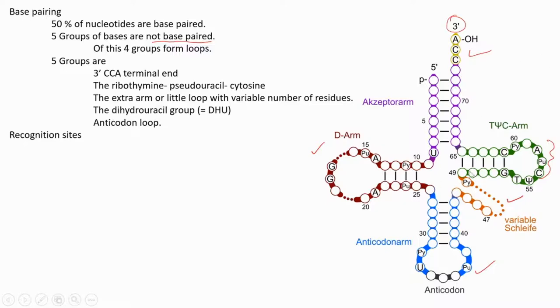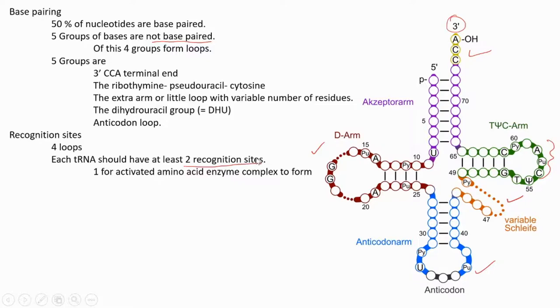Recognition sites, and all these five areas, not five, actually four. 1, 2, 3, 4. Sorry, four. These four loops are actually the recognition sites in tRNA. And each tRNA should have at least two recognition sites. And which are those two sites that should be present? I will show you.